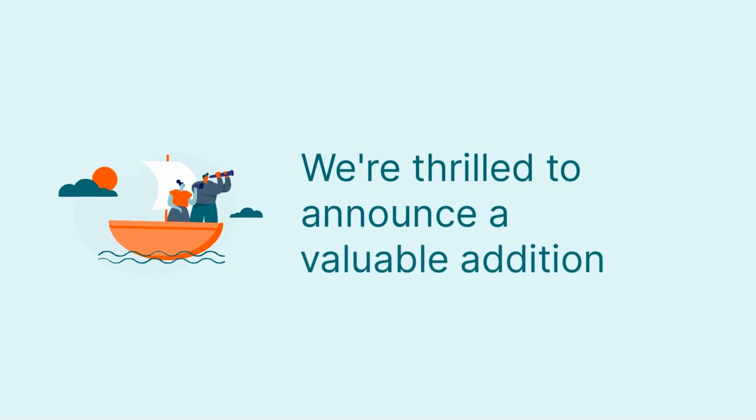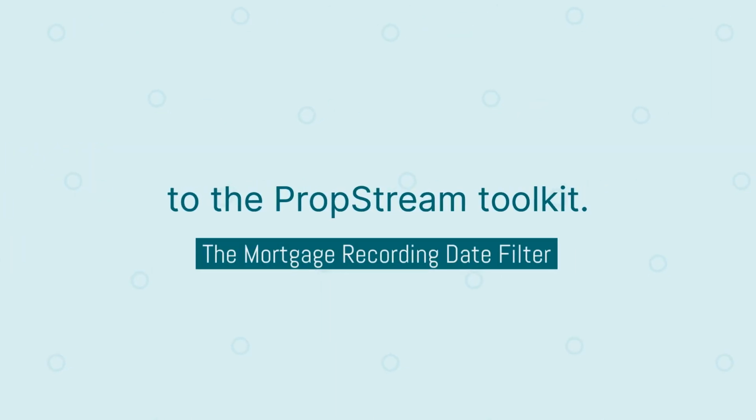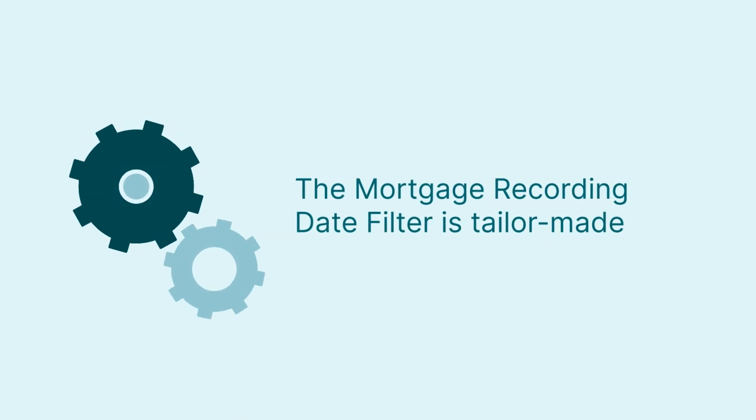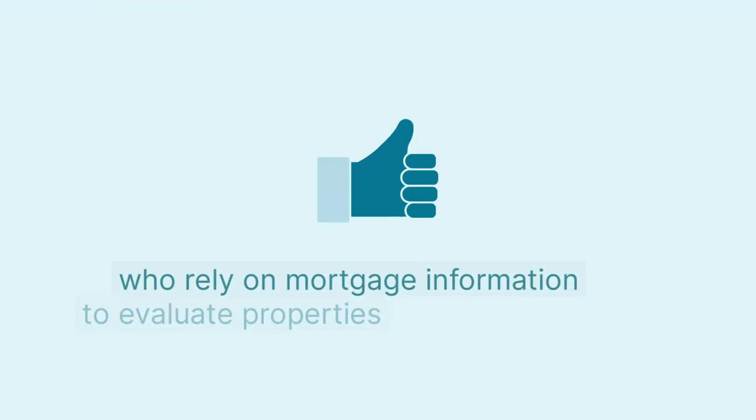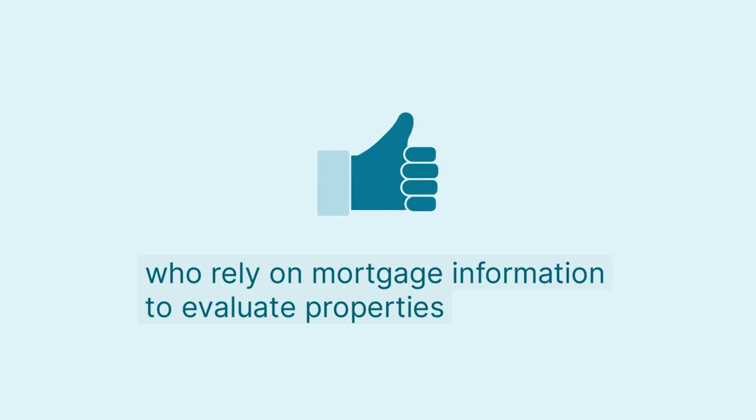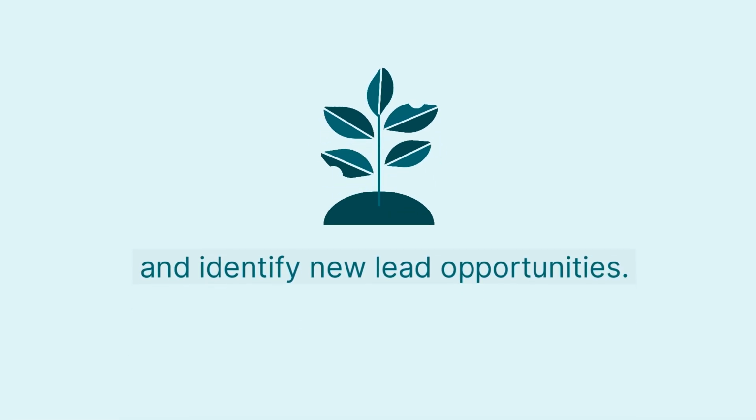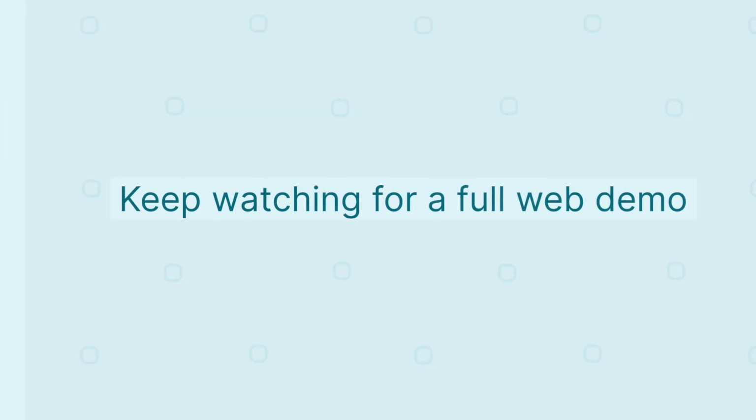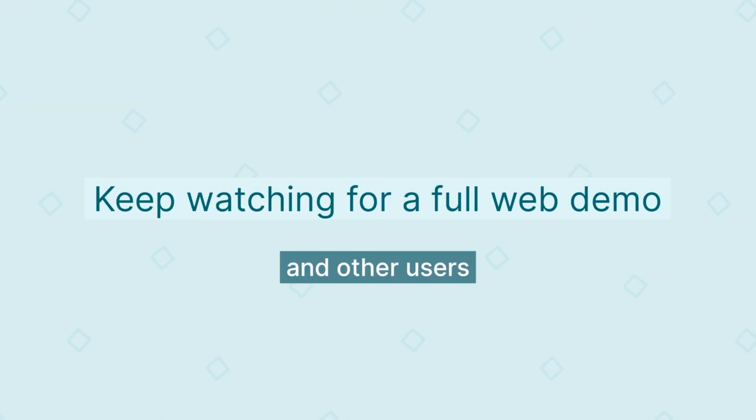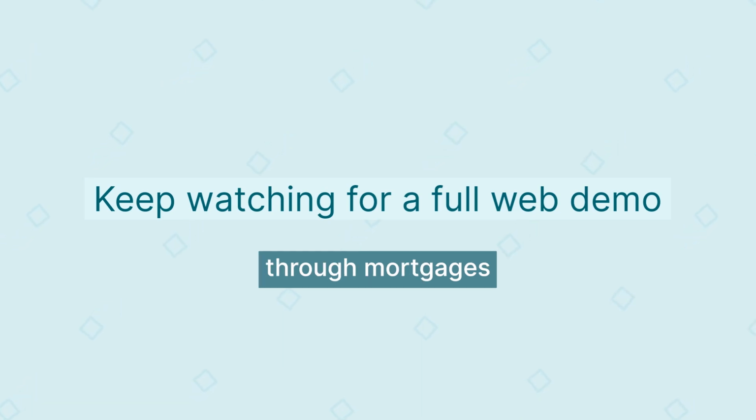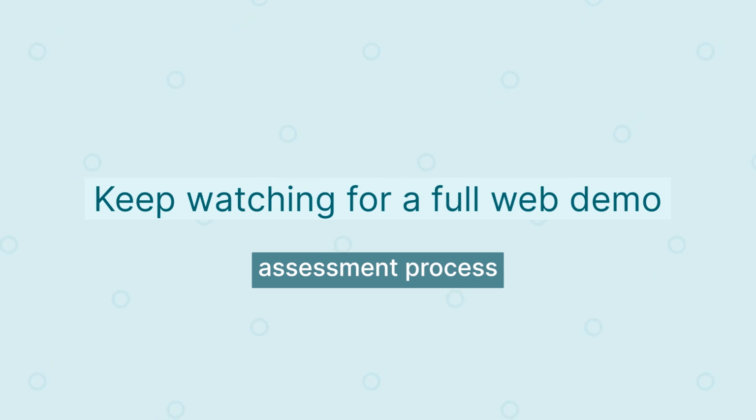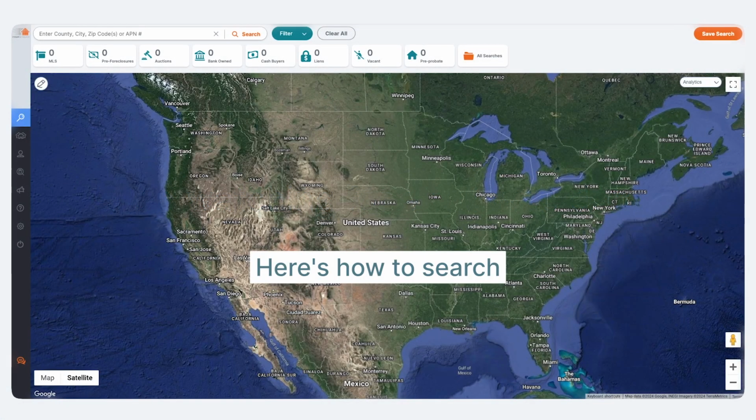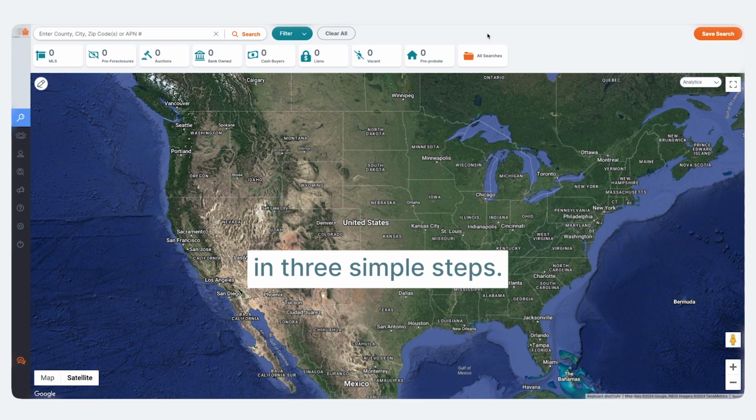We're thrilled to announce a valuable addition to the PropStream toolkit, the mortgage recording date filter. The mortgage recording date filter is tailor-made for loan originators and other real estate professionals who rely on mortgage information to evaluate properties and identify new lead opportunities. Now, loan originators and other users can seamlessly navigate through mortgages based on their recording date, streamlining the property assessment process like never before. Here's how to search with this new filter in 3 simple steps.